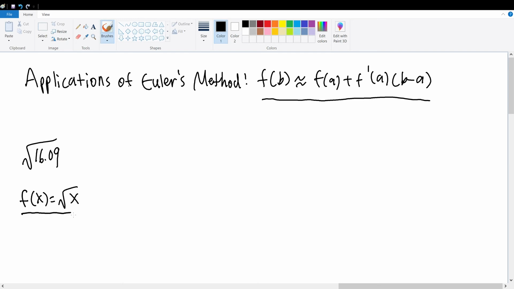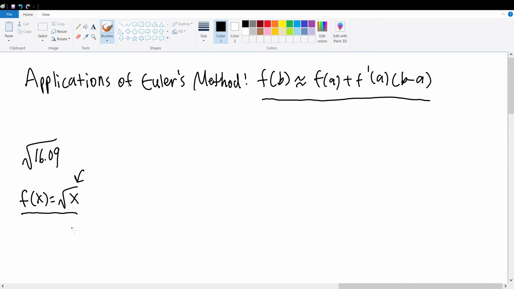And what is Euler's method used for? Euler's method is used for approximating points on graphs. Therefore, we want to approximate the points on this function, square root of x, when x is equal to 16.09. And that is what Euler's method is used for.